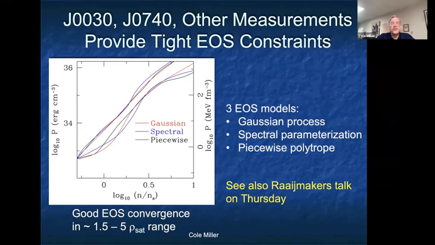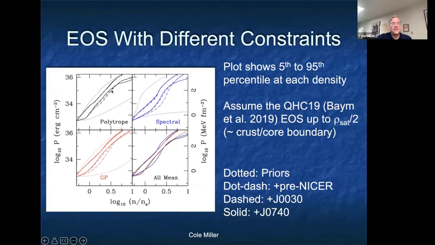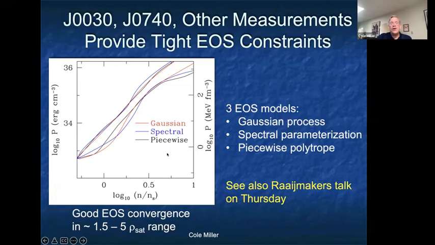And here are our 3 equation of state models, the Gaussian processes, spectral, and piecewise polytrope. And what we find is that there's good equation of state convergence in roughly the 1.5 to 5 nuclear saturation density range. Please also see the talk on Thursday by Geert Rijmakers, who is going to discuss some of his group's work on this. Now, it's not perfect. You can see that obviously there's still some dependence on the framework that you have, but if we go back, look at the extreme breadth of the priors compared to what we have now. We are data dominated at this stage.